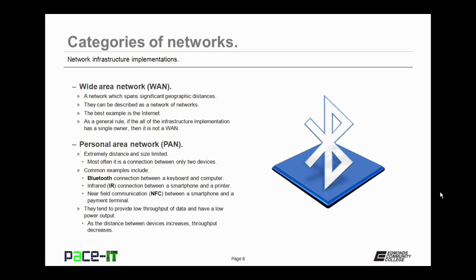Another example of a PAN is near-field communication, which is now becoming seen between a smartphone and a payment terminal. The PAN tends to have low throughput of data and low power output. They don't consume a whole lot of power. As the distance between devices increases, the throughput on a PAN will decrease.